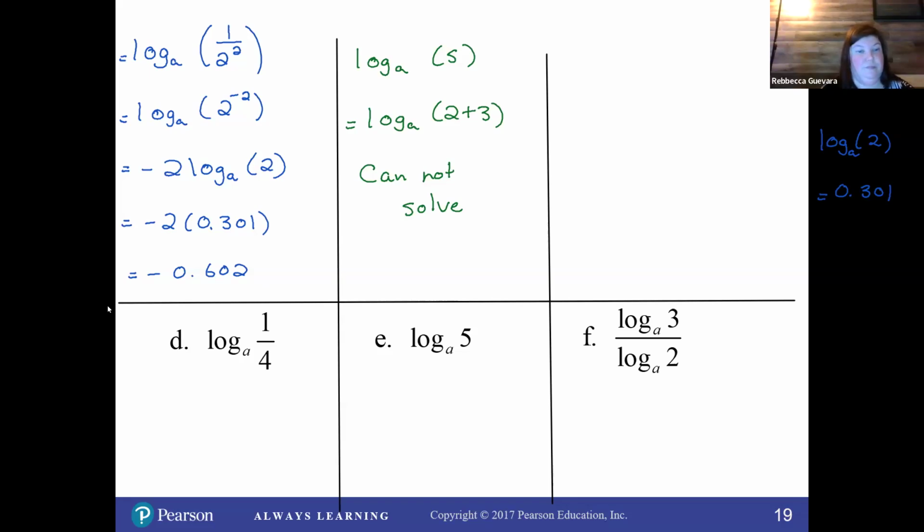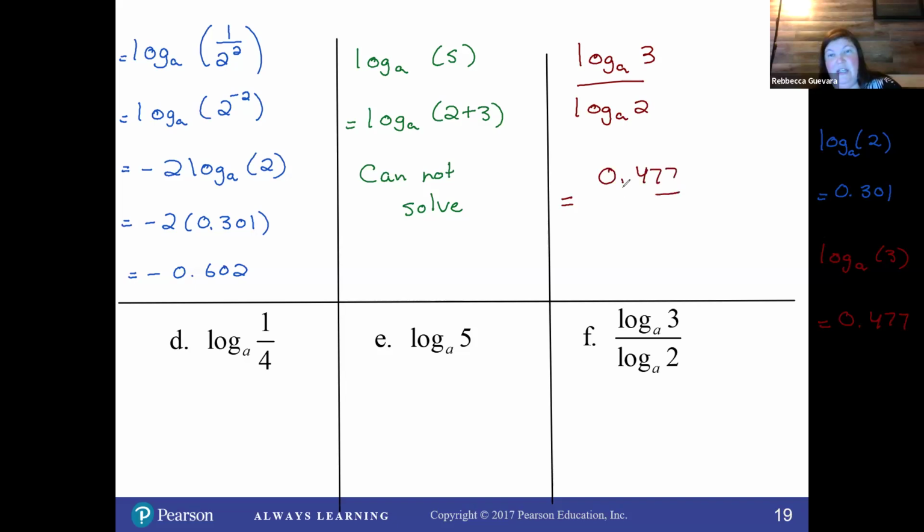And then F, pretty straightforward. We have log base A of 3 over log base A of 2. We don't actually have to do any work here. We know that log base A of 3 was 0.477, and log base A of 2 was 0.301. So we divide, and this ends up being about 1.5.